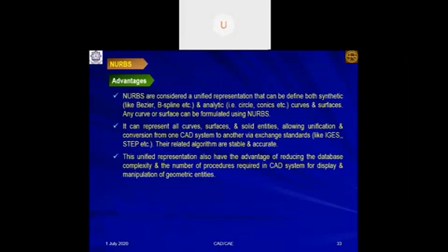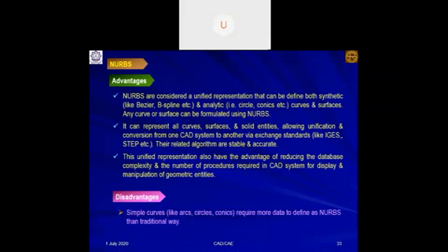It can represent curves, surfaces and solid entities, allowing unification and conversion from one CAD system to another by exchange standard. It is related to stable algorithms, and it is accurate, and the unified representation also has the advantage of reducing the database complexity and the number of procedures required in a CAD system for display and manipulation. So it is internal, but most CAD developers use this particular concept of NURBS.